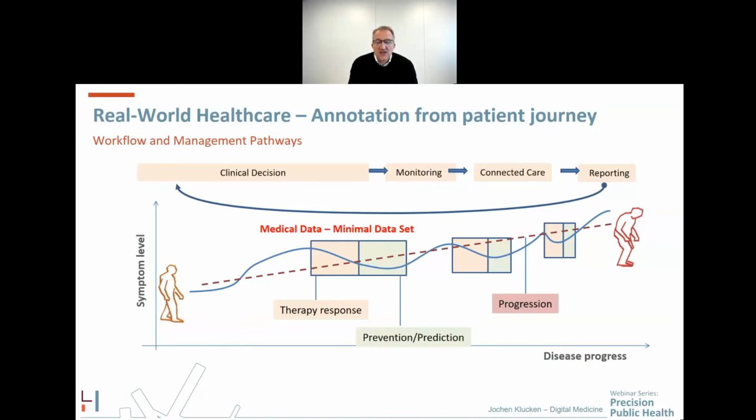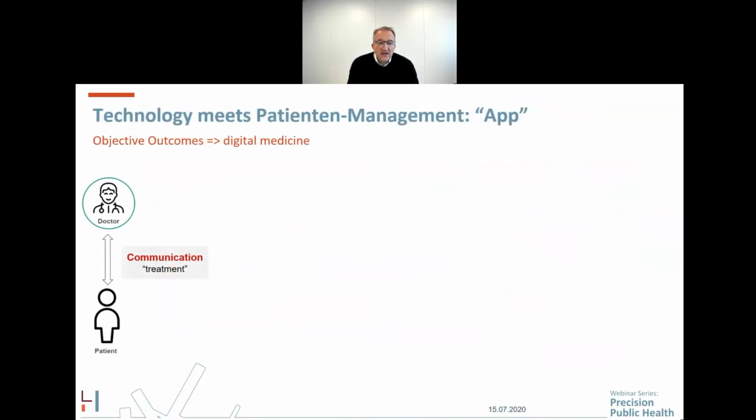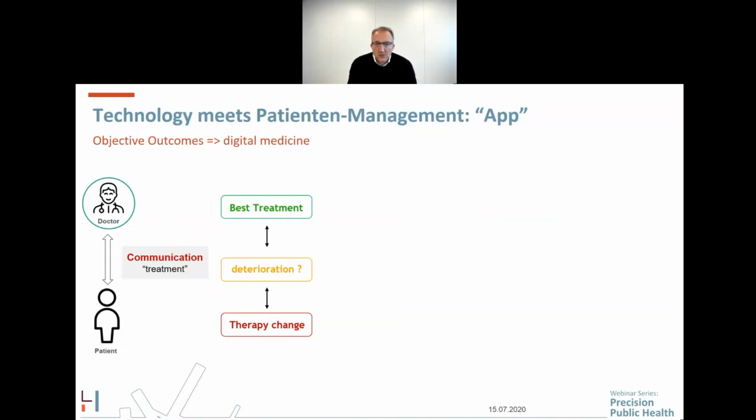So coming back with this idea and going back to the patient-doctor communication in the real world on an individual level, we see that the doctor and the patient communicate with each other, and usually we call this treatment. And when we think about this process, again, either the patient is in a best treatment mode, so it's fine in chronic diseases, or we have to say, no, it's really bad. We need to change the therapy, meaning increasing the therapy, adapting, or see how we can adjust it. Or we are not sure about deterioration, so is it really true or not?